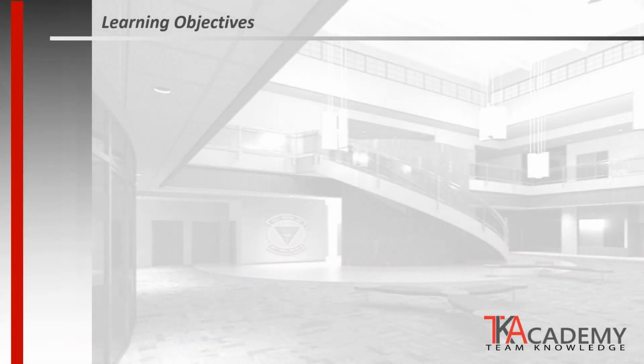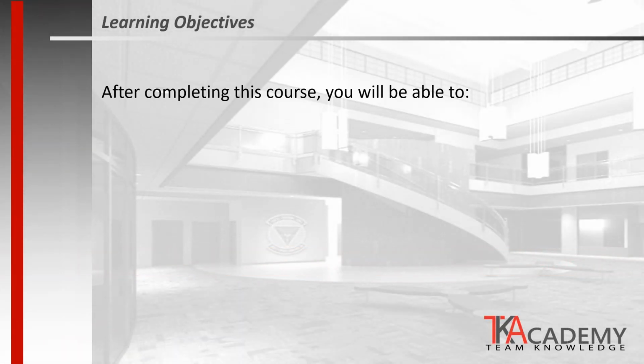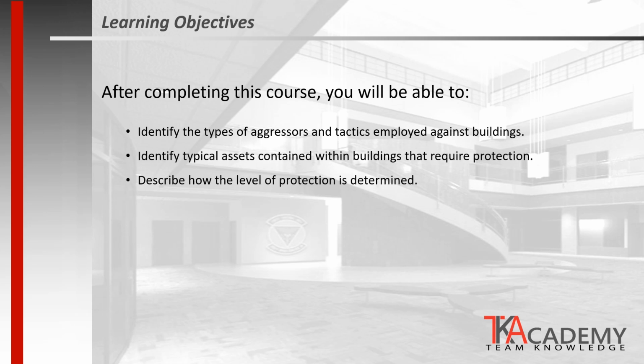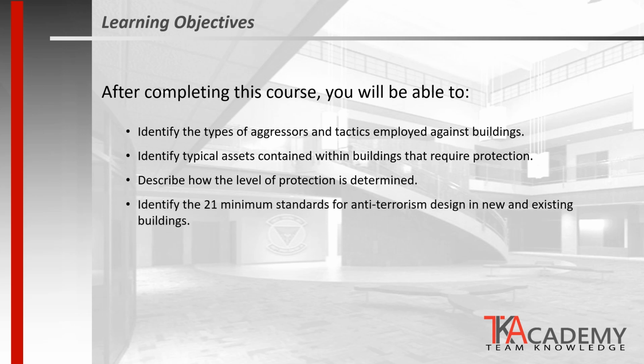These are the learning objectives for this course. After completing this course, you will be able to identify the types of aggressors and tactics employed against buildings. Identify typical assets contained within buildings that require protection. Describe how the level of protection is determined. Identify the 21 minimum standards for anti-terrorism design in new and existing buildings.